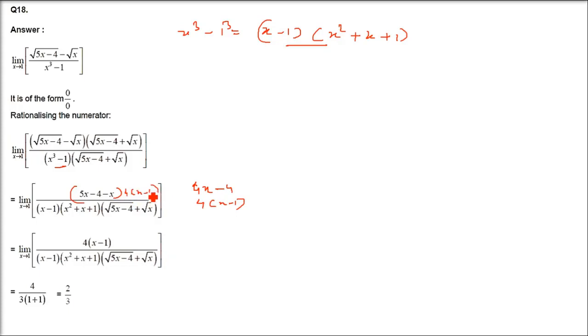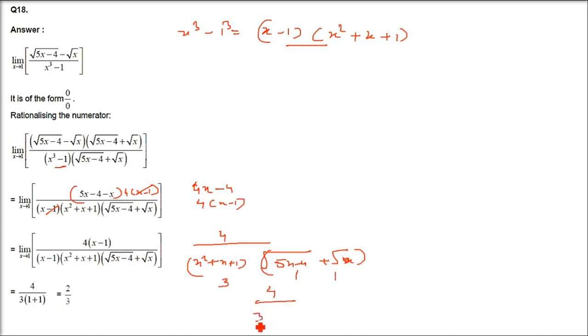So we have this 4 into x minus 1, and x minus 1 is cancelled. And you have 4 in the numerator, and in the denominator x square plus x plus 1, and then we have under root 5x minus 4 plus under root x. And just put x as 1, you will get 2 by 3. It's quite simple here. Just apply x as 1, because the cancellation of x minus 1 has already been done. So I'm just placing the value of x equals 1. It will be 4 by 3 into 2, that is going to be 2 by 3. Okay.